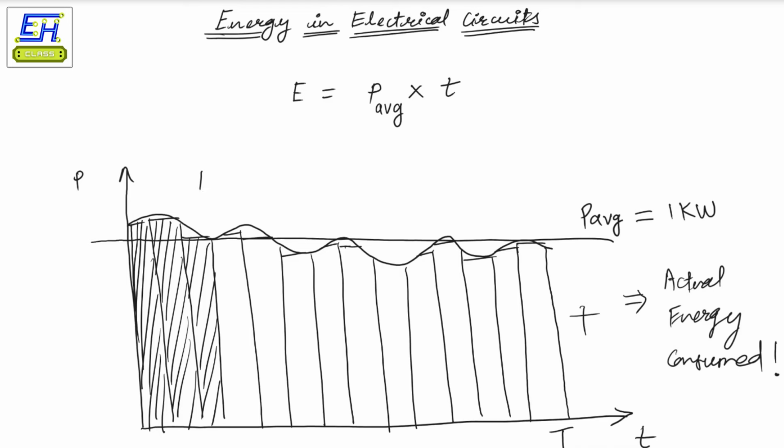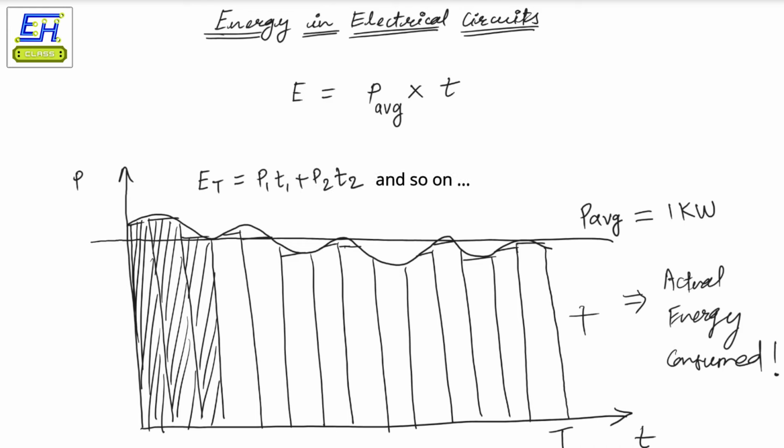And mathematically, we can represent that total energy E_T as P1 times T1 plus P2 times T2. And in most measurement cases, these time intervals are actually fixed. That's the observation window. So we can take it common. So (P1 plus P2 and so on) multiplied by the observation window time T.